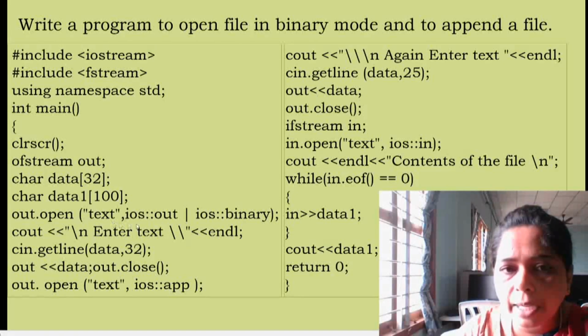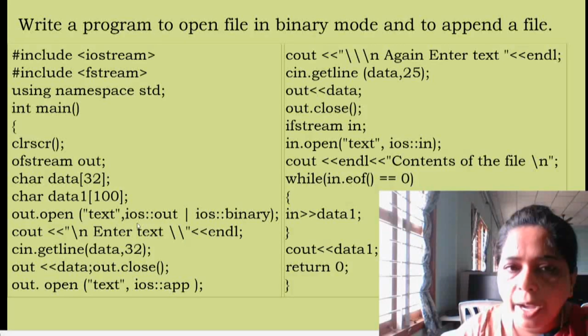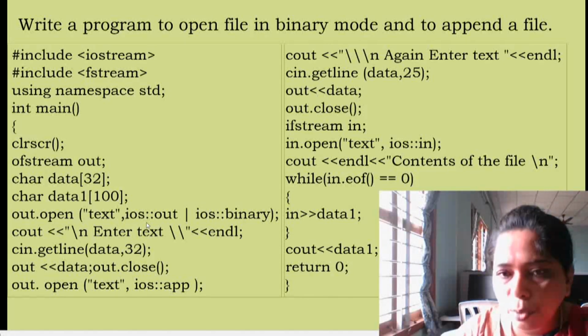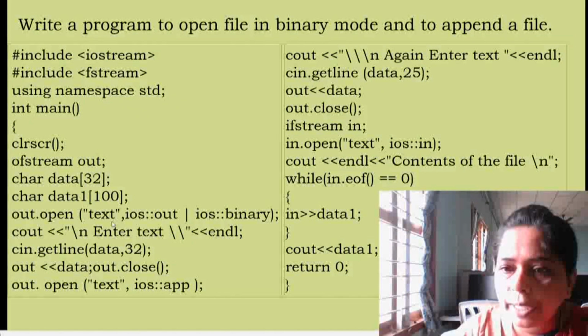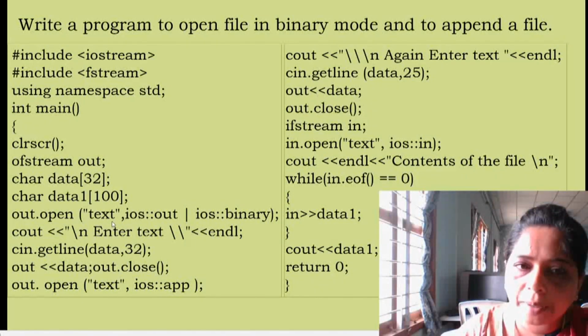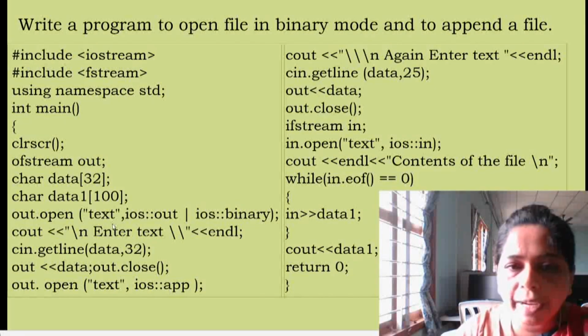Okay, so we can use multiple modes, that is what is shown here. Text is the file name, ios::out means the file will be opened in the writing mode. ios::binary means the file will be opened in binary mode. Okay, when we write into the file we need our data, so we are reading the data from the keyboard.